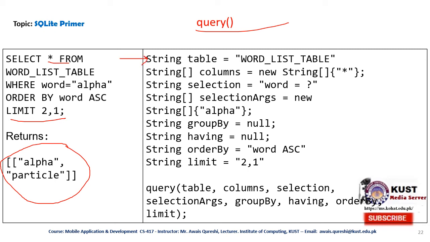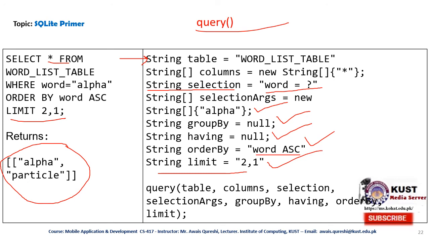String table is equal to word list table, and String columns, new String columns. We have created an empty string, we have created a column array and passed this star sign, and we have also created a string object selection where word is equal to this. And we can do this with the string array selectionArguments, new String. This is the parameter array. And groupBy is equal to null, and you can see that having is equal to null, and orderBy is word ascending, and String limit 2 and 1.